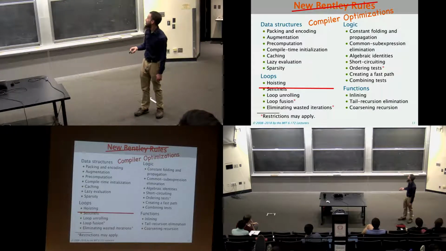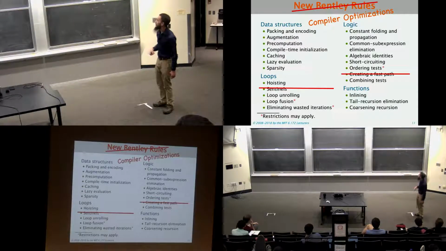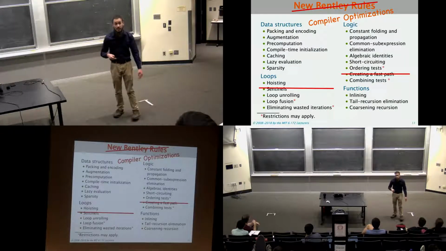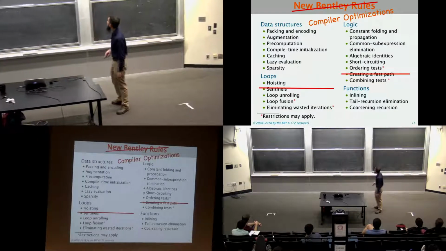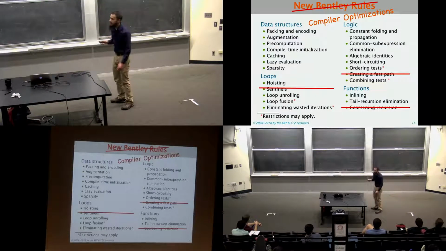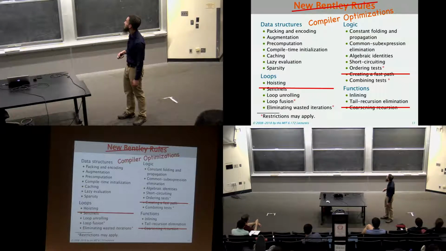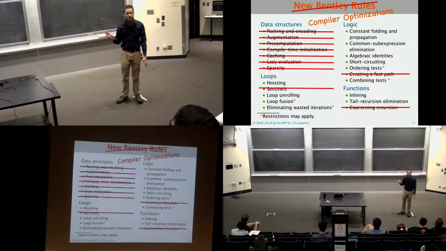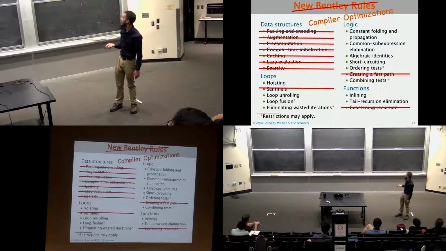Creating a fast path. Compilers aren't that smart about fast paths. They come up with really boring fast paths. I'm going to take that off the list. Combining tests, again, it kind of depends on the tests. Functions, compilers are pretty good at functions. So inlining, yep, you can absolutely do that. Tail recursion elimination, yes, absolutely. Coarsening, not so much. OK, great. Let's come back to data structures, which we skipped before. Packing, augmentation. OK, honestly, the compiler does a lot with data structures, but really none of those things. The compiler isn't smart about data structures in that particular way.